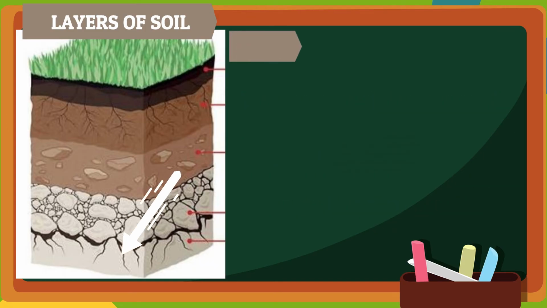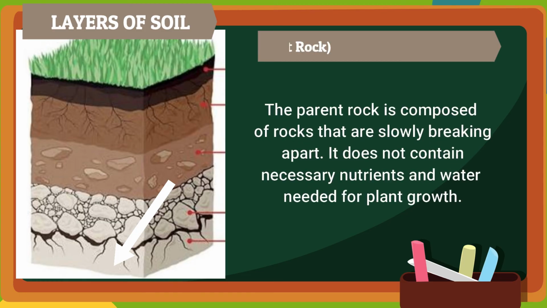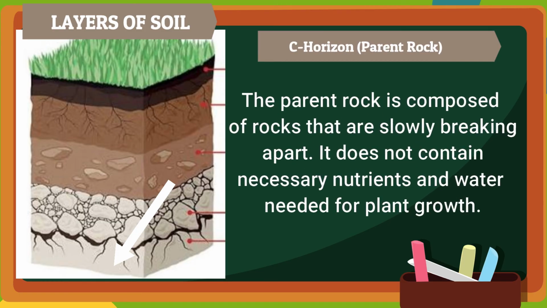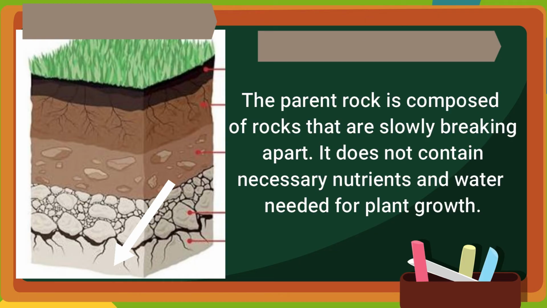The last one is R horizon, or what we call the bedrock. The bedrock is the lowest of the soil layers. It contains materials that are good for constructing buildings and making roads. No plant life can survive in this layer.